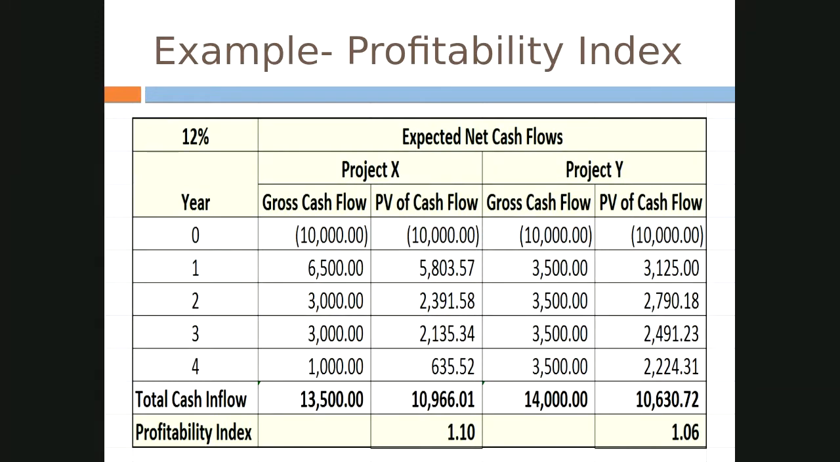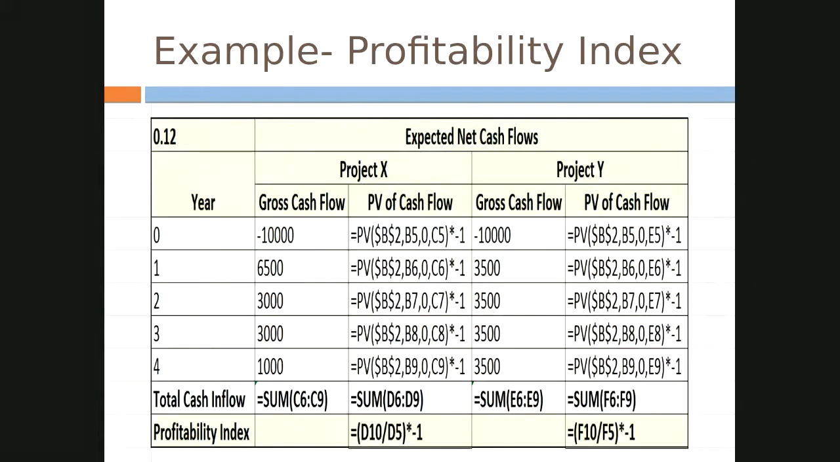So, as you can see, using profitability index, si Project X pa din ang pipiliin natin. No? Same lang yung lalabas. Ito kasi medyo madali kasi nga parehong 10,000. Pero kapag hindi na sila parehong 10,000, very useful na si profitability index. Yun. So, meron pa akong 20 slides. So, ito naman yung formula kung paano kayo compute. So, baka magamit nyo. Later nyo naman.